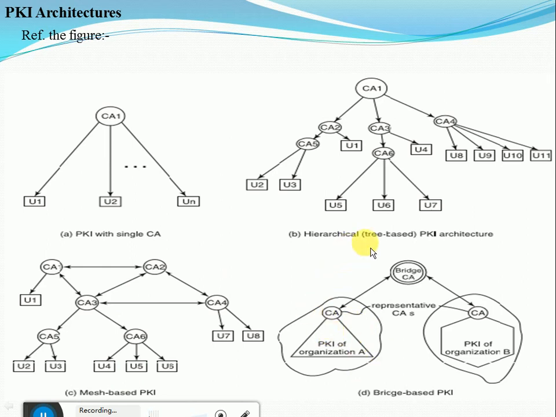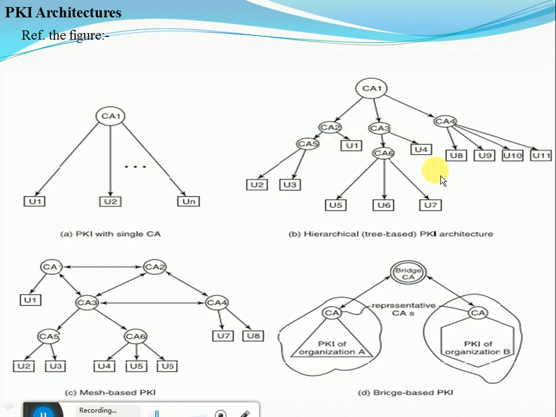In case it is a hierarchical PKI architecture, this CA is going to be a root CA. This representative CA is a root CA, which in turn is going to establish a trust with the bridge CA, which helps it establish a trust with the CAs of another organizations, which we call representative CAs. So these are the representative CAs of these PKIs, and in turn they are establishing a trusted relationship between them through a bridge CA.